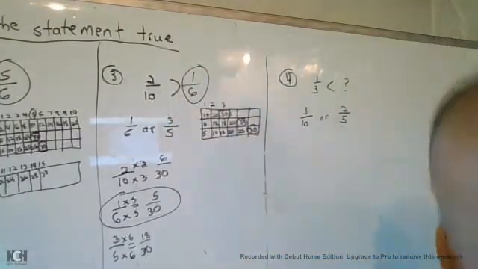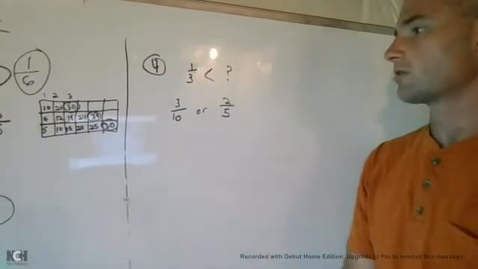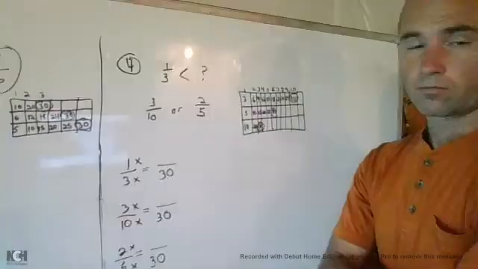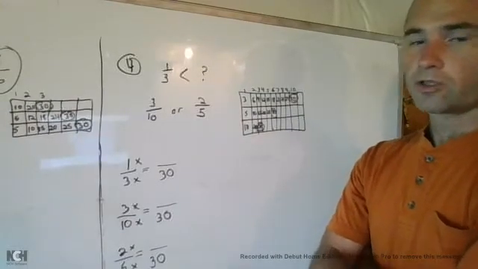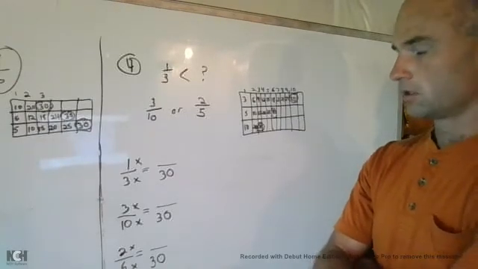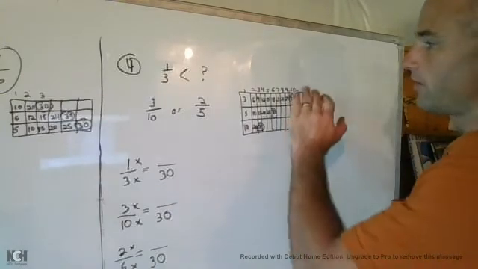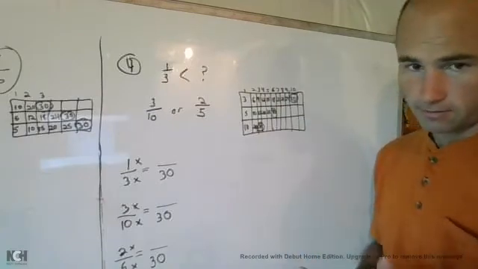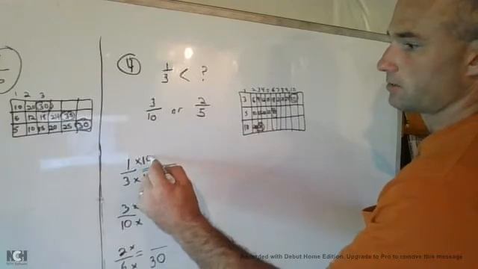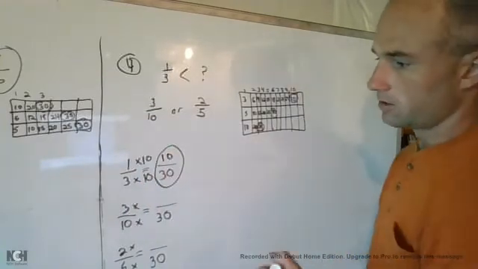All right, last but not least, 1/3 is less than which of these two fractions? 3/10 or 2/5? Hit the pause button to solve. Okay, so we're trying to find the fraction that's greater than 1/3. I'm telling you, they're all going to be pretty close too. So I found the denominator to be 30 again. So 3 times 10 gave me 30. So 1 times 10 gives me 10. So that's the fraction I'm trying to beat. I'm trying to get greater than 10/30.